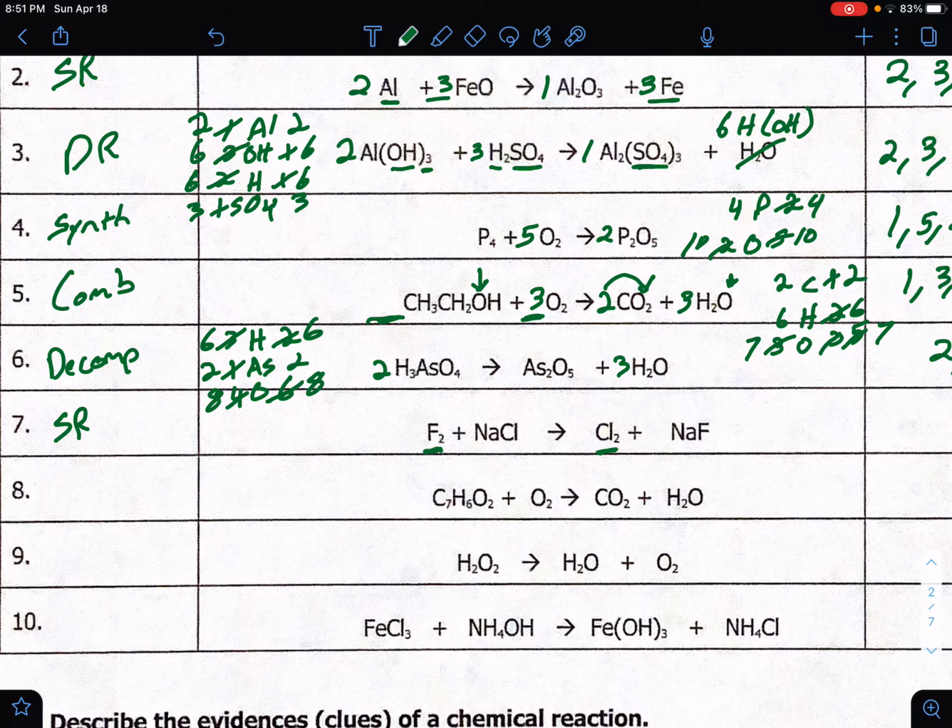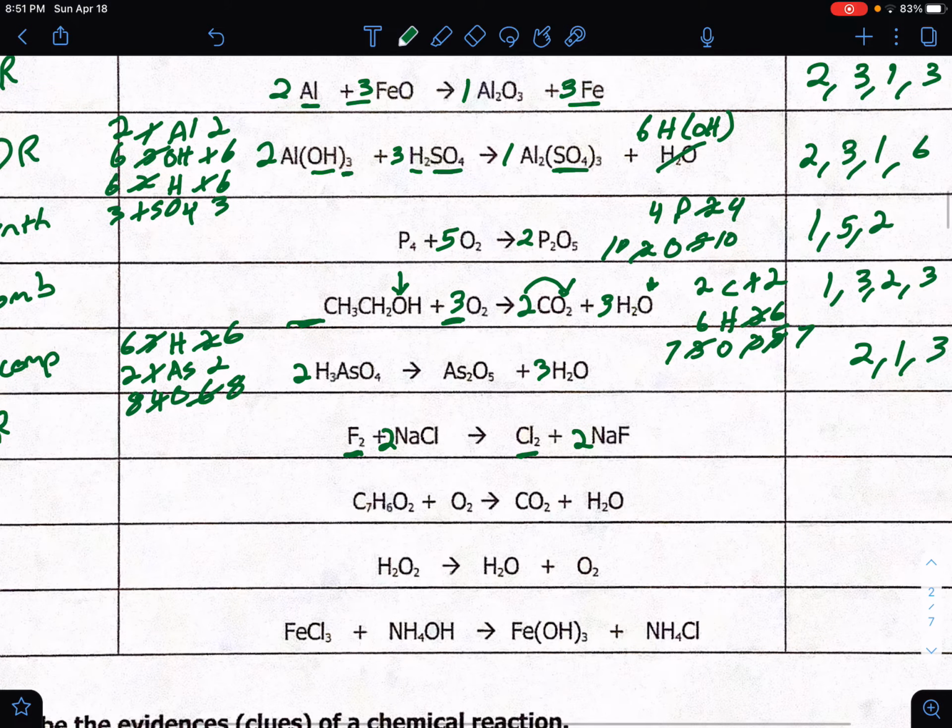Okay, so I've got 2 F's on the left, only 1 on the right. So I'm going to put a 2 right here to fix that F. But that also changes my Na's to 2 now. So that means I have to fix my Na's on the left. So I'm going to put a 2 right here. So that fixes my Na's. And now that changed my chlorines to 2 on the left. And now I have 2 chlorines on the right. So that means this one's done. So this would just be a 1, 2, 1, 2.